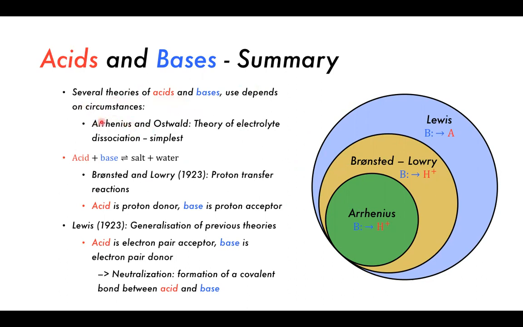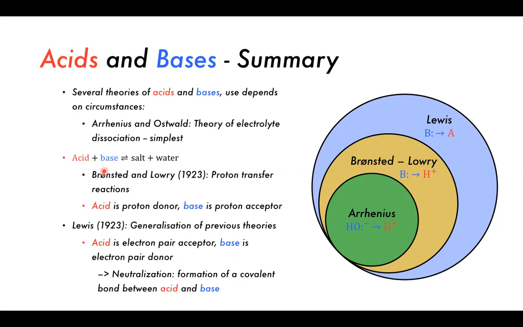For example, it started out as Arrhenius and Ostwald, which was the theory of electrolyte dissociation, which was the simplest of the different types. This Arrhenius theory really just looked at electrolyte dissociation. It assumed that everything happened in water, and it was all based on OH minus ions and protons. Then we moved on to this idea of an acid and base reaction giving salt and water.